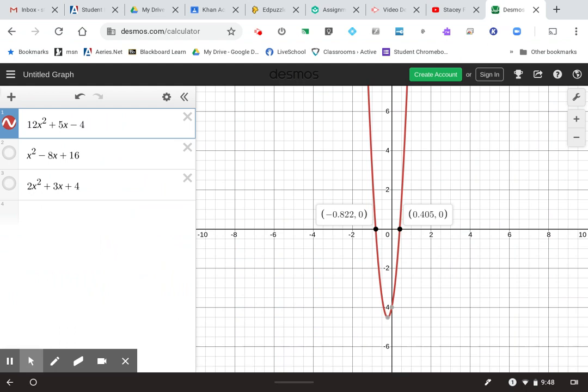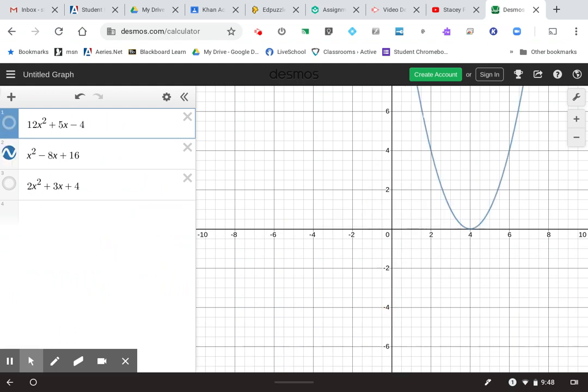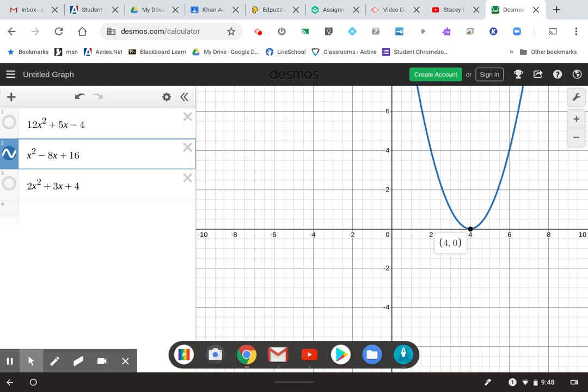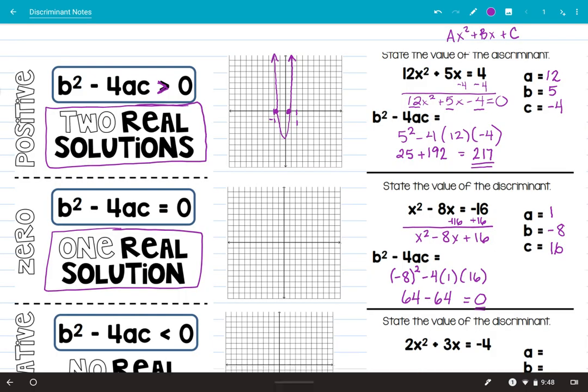So let me close that one down, and here's our second one. We can see it touches at 4, when x is 4, and then jumps right back up. That's how you know it's one solution. 1, 2, 3, 4. And it's going to go like this. Sorry, it looks more like a V, but we wanted a U shape. So if it equals 0, then it means one solution. It only touches once, and it bumps back up.